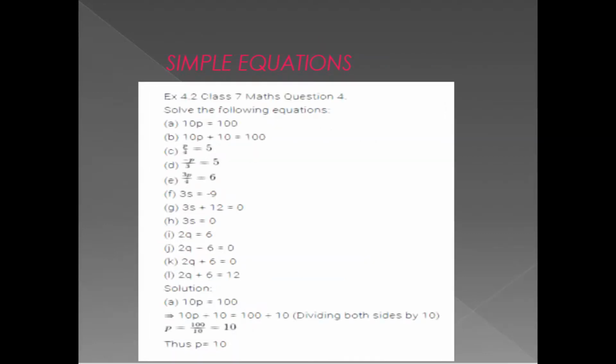Now moving to question number 4, solve the equations. We have been given equation as 10p is equal to 100. Now 10p, again 10 is in the multiplication, we'll do dividing by 10. That is 10p divided by 10 is equal to 100 divided by 10. P is equal to 100 by 10. So answer of P is 10.